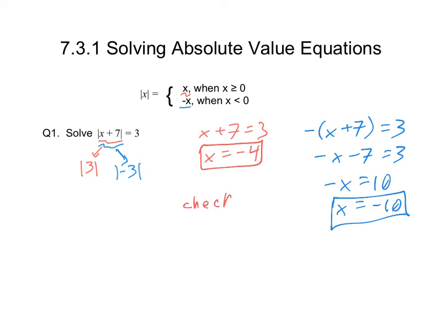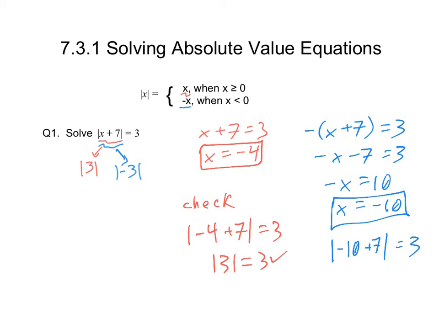So if we check this first one, we have negative 4 plus 7 equals 3. So this gives us the absolute value of 3 is equal to 3, which is true. And if we check the second solution, we have absolute value of negative 10 plus 7 is equal to 3. Absolute value of negative 3 equals 3. And that one also works. Okay, so why do we have to do this check, especially when I provided such good reasoning as to why both of these solutions should work out? Well, let's go on to a different question.